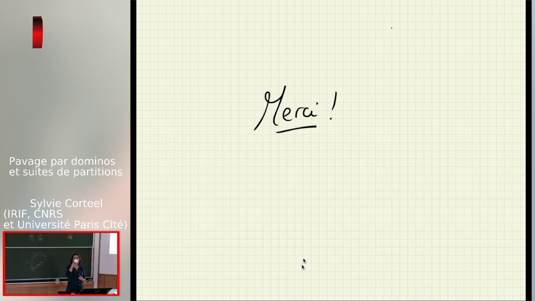Further questions? So instead of counting the number of tilings of certain shapes, I mean, is it possible to enumerate all the shapes that have a given number of tilings, like shapes with 3 tilings, for example?